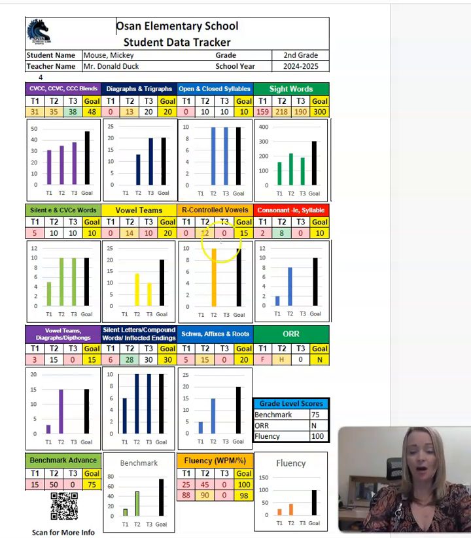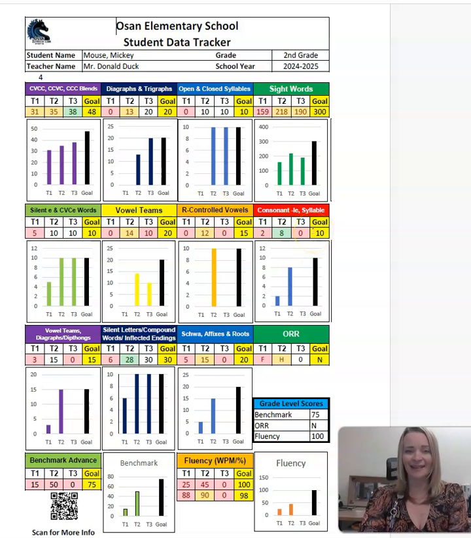When we're talking about R-controlled vowels, those are your vowels, but they're followed by an R. So we tell them they're being bossed around by the R, so they make a different sound. So you've got the "or" and the "ar" kind of sound. Those are examples of the R-controlled vowels.